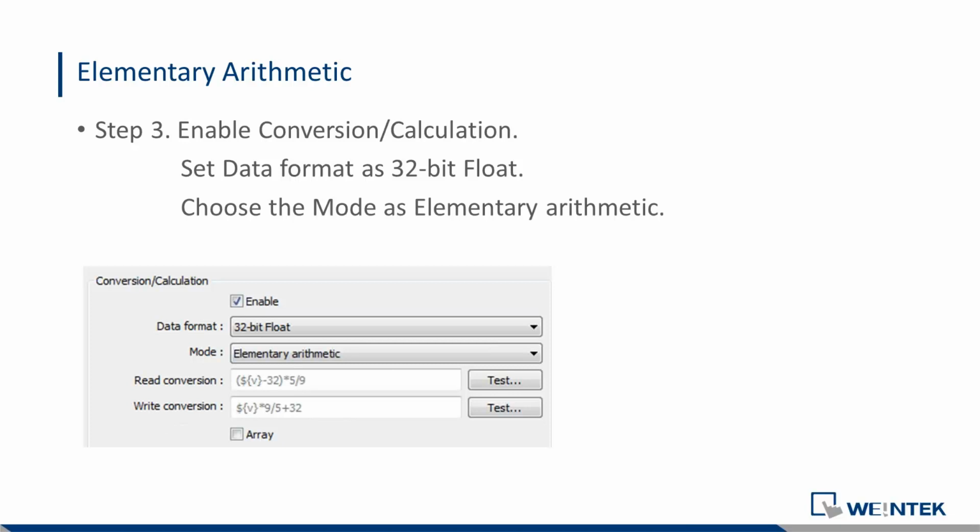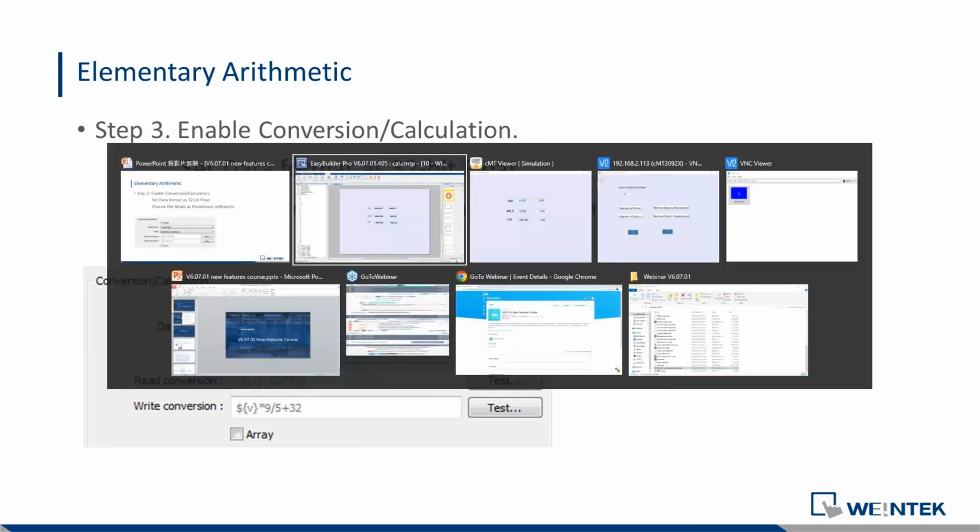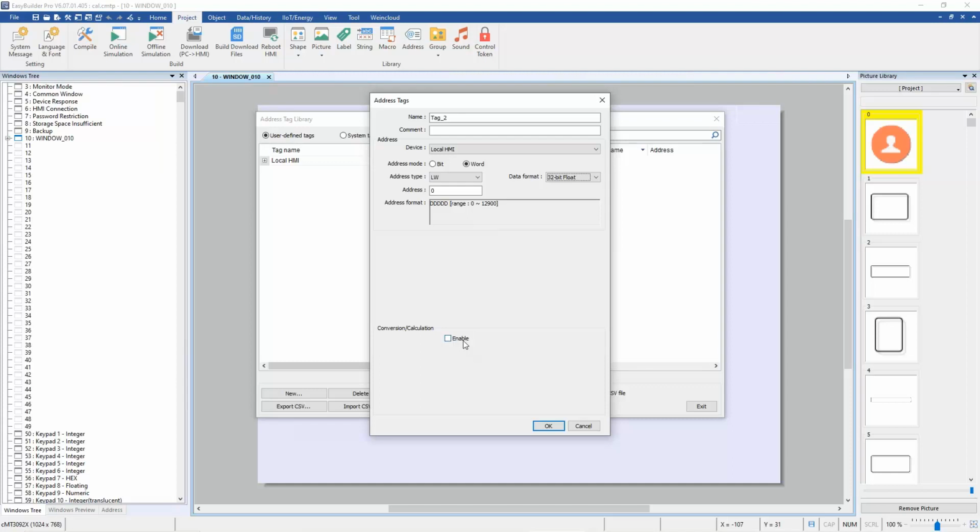Okay, so the next part is that we're going to enable the conversion/calculation option here, and the data format will be set as 32-bit float as well, and we're going to choose the mode as elementary arithmetic. All right, so here we're going to enable the conversion option, change the data format, and make sure that the mode is elementary arithmetic. All right, so you can enter this mode here.